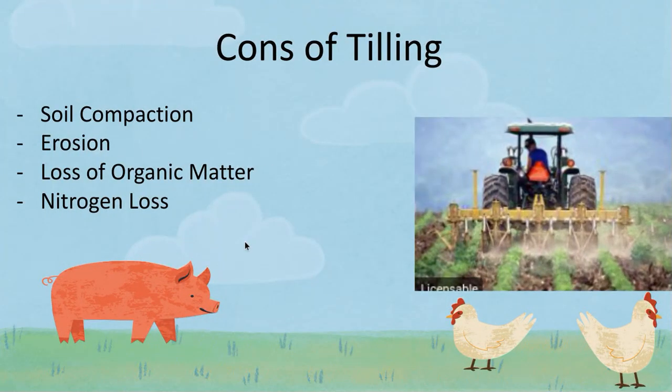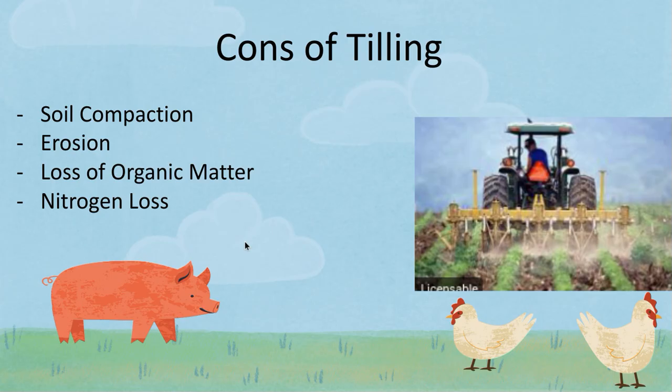Cons of tilling. Soil compaction. Tilling can possibly destroy the structure of soil, which leads to soil compaction. Erosion. Ineffective tilling is destroying the structure of soil, which leads to increased erosion and even runoff. This leads to a loss in topsoil and possibly the pollution of local water supplies.